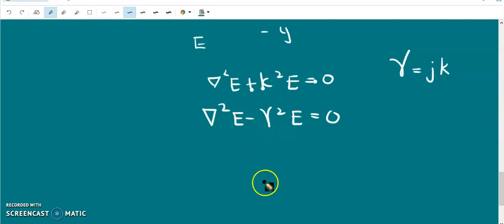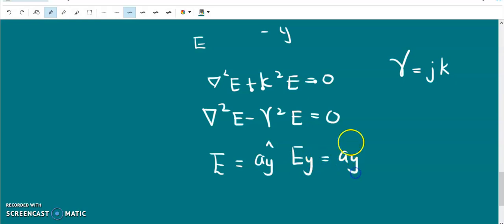So the solution of this equation for a wave propagating along z direction is given by, so the electric field is along y direction, ay cap Ey. So Ey is E0 e to the power minus gamma z. So the wave is propagating along z direction, so we have e to the power minus gamma z. And the wave is polarized along y direction, so we have the electric field along y axis.